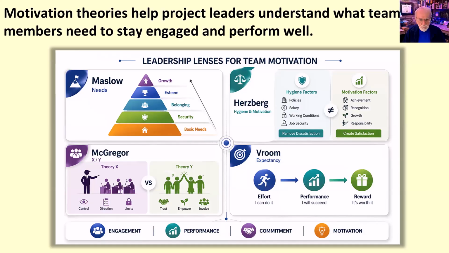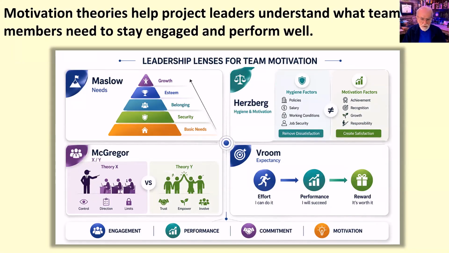McGregor's X and Y theory focuses on leadership assumptions. If a project manager assumes that people are naturally unmotivated and must be tightly controlled, that often leads to a micromanagement situation. If the project manager assumes that people can be responsible, creative, and committed, leadership approach is more likely to emphasize trust, ownership, and empowerment. So this McGregor theory speaks more to how we as project managers view our team members.